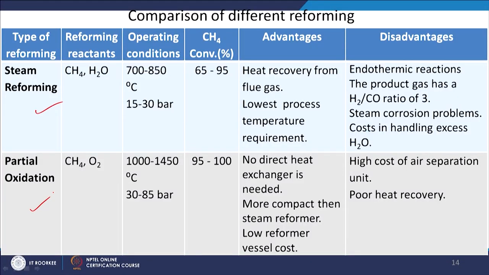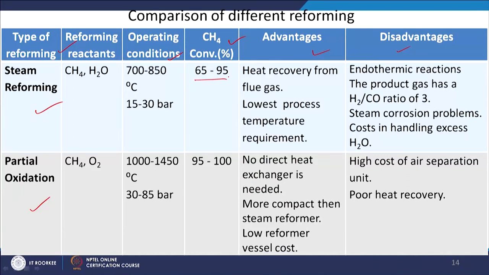Now, we will compare different types of reforming processes. So, steam reforming, partial oxidation and then bioreforming, ATR we will discuss. So, here reforming reactants as we have discussed, operating conditions we have discussed, methane conversions we will see here how it changes, and all of these have some advantages and some disadvantages. So, that part we will see here.